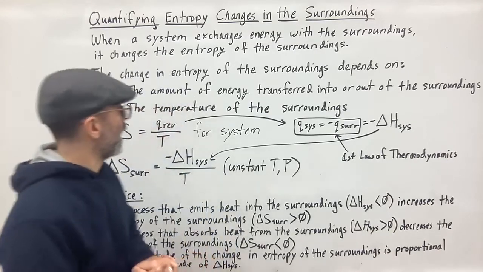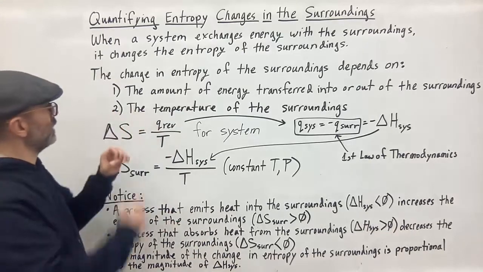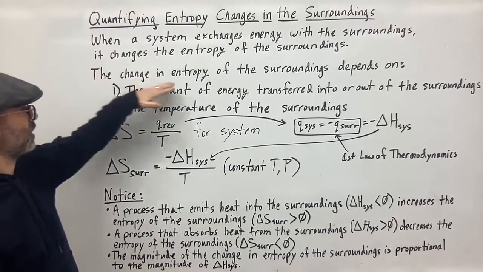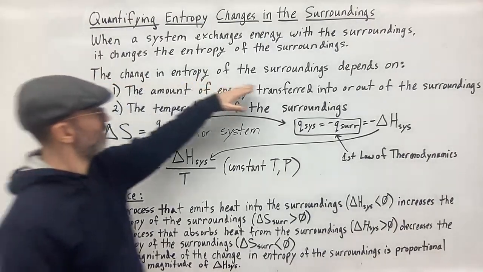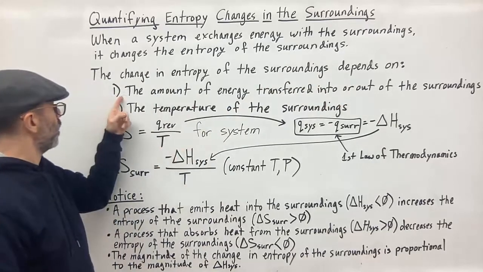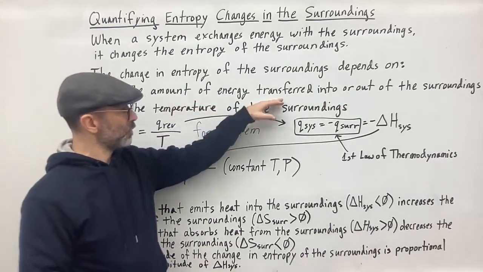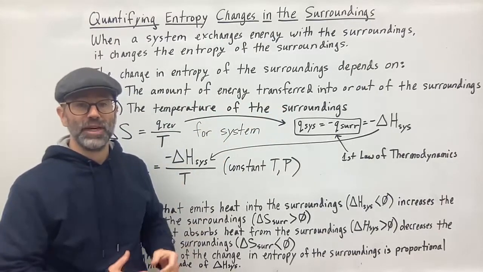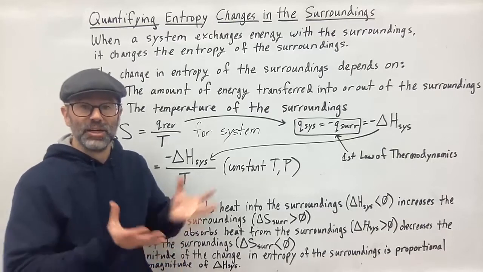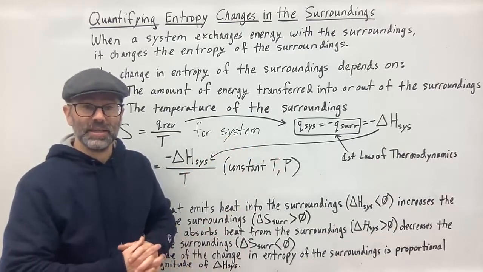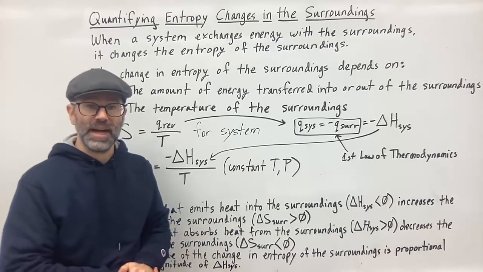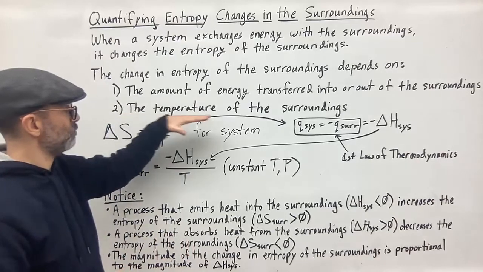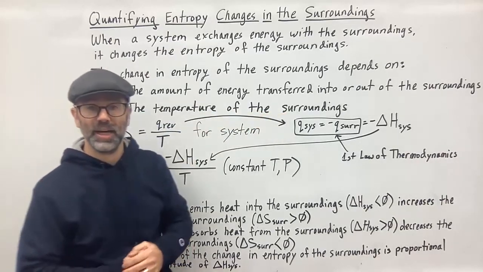So if we go back to that relationship, then we can see two things. One, the change in entropy of the surroundings depends on the amount of energy transferred into or out of the surroundings. The more energy I transfer to the surroundings, the more energy there is to dissipate and disperse into the vast environment. The second thing is that it depends on the temperature of the surroundings, and we saw that in my last video.